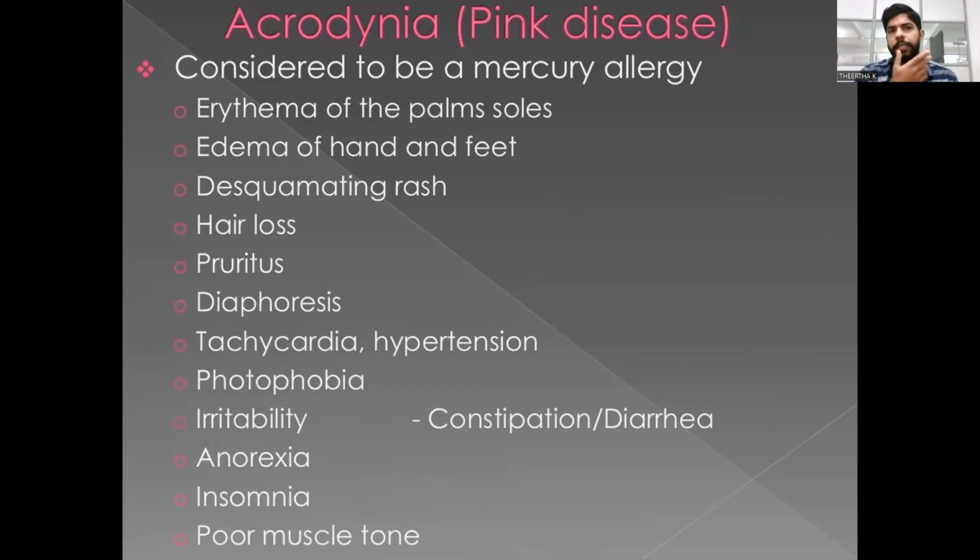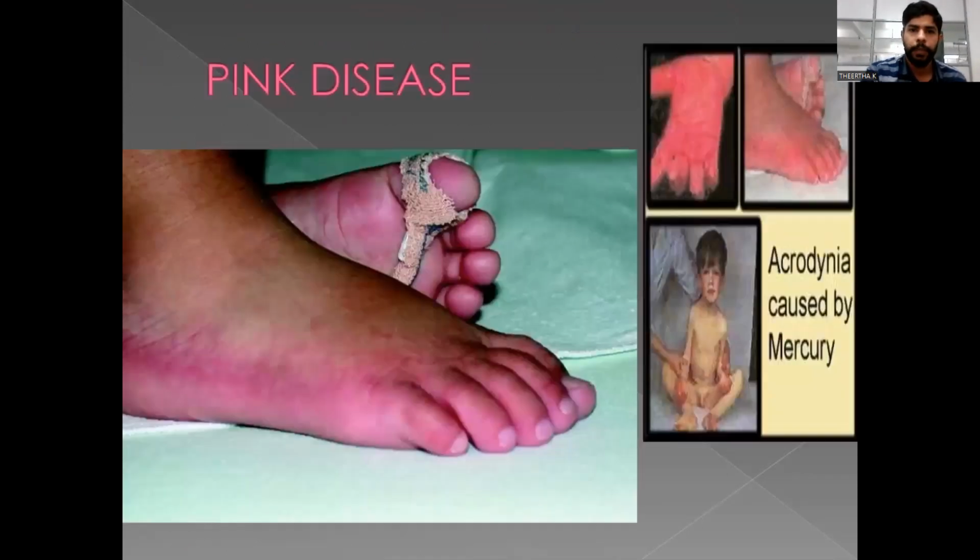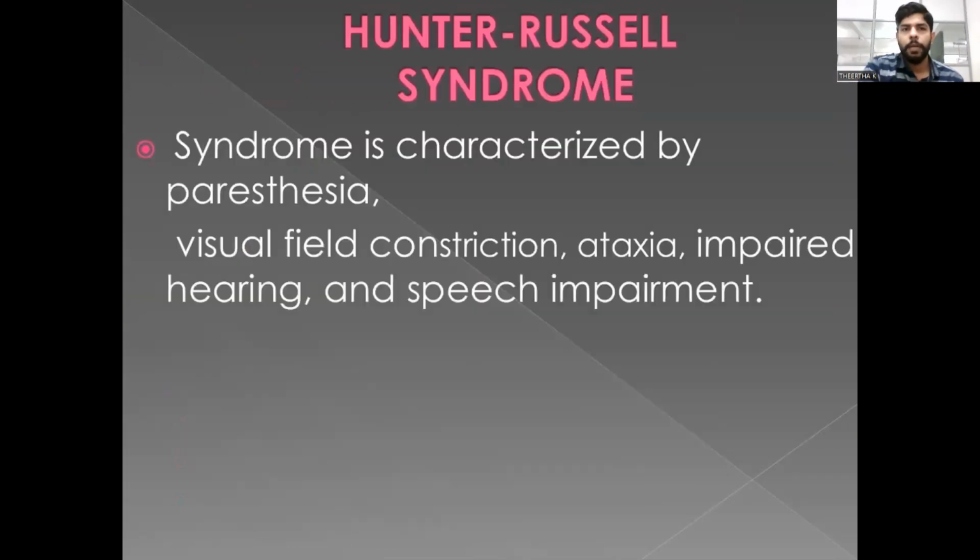Acrodynia or pink disease is considered to be a mercury allergy. In this, there is erythema of the palms and soles, edema of the hands and feet, desquamating rash, hair loss, pruritus, diaphoresis, tachycardia or hypertension, photophobia, irritability, anorexia, insomnia, and poor muscle control. This is an image of pink disease or acrodynia caused by mercury poisoning. Hunter-Russell syndrome is a syndrome characterized by paresthesia, visual field constriction, ataxia, impaired hearing, and speech impairment.